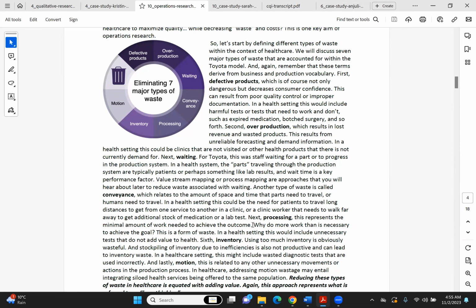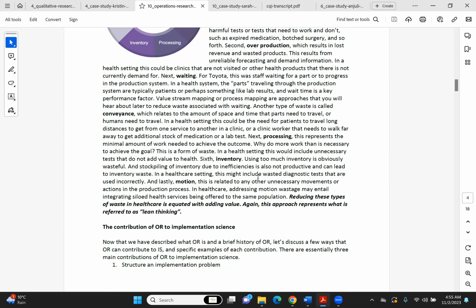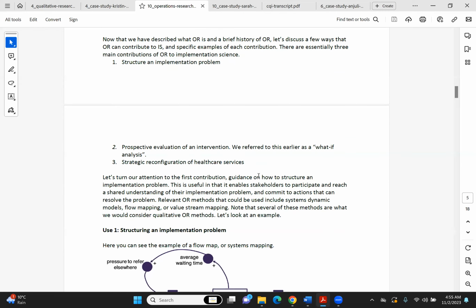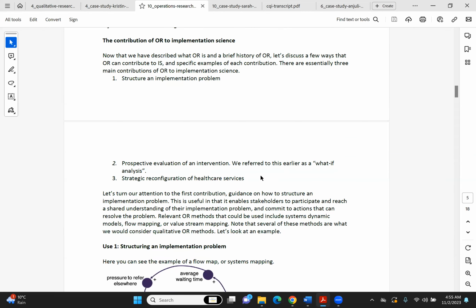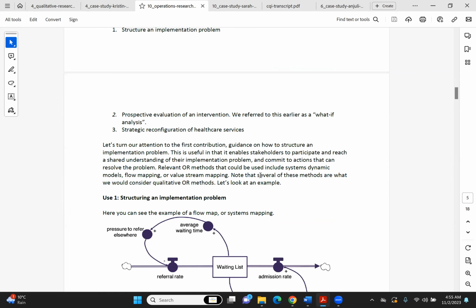Then inventory, so again to reduce the waste in terms of expired medications or expired diagnostic tests, and motion. So basically, we try to eliminate waste to increase the efficiency. And they have talked about three main uses of this in implementation science.